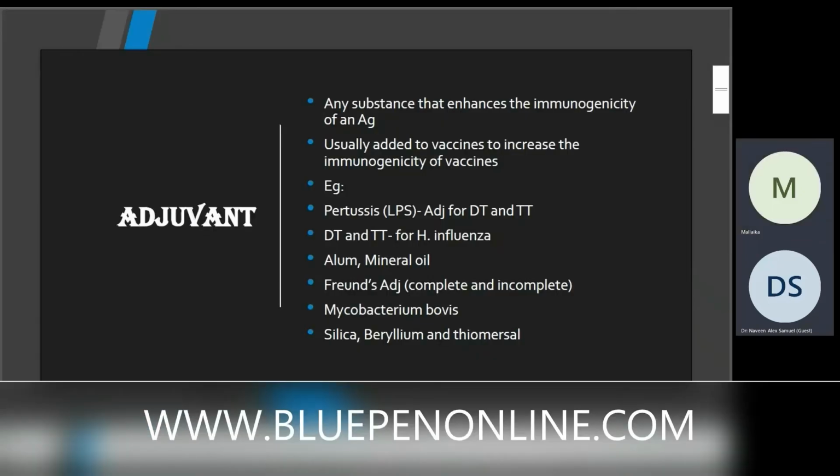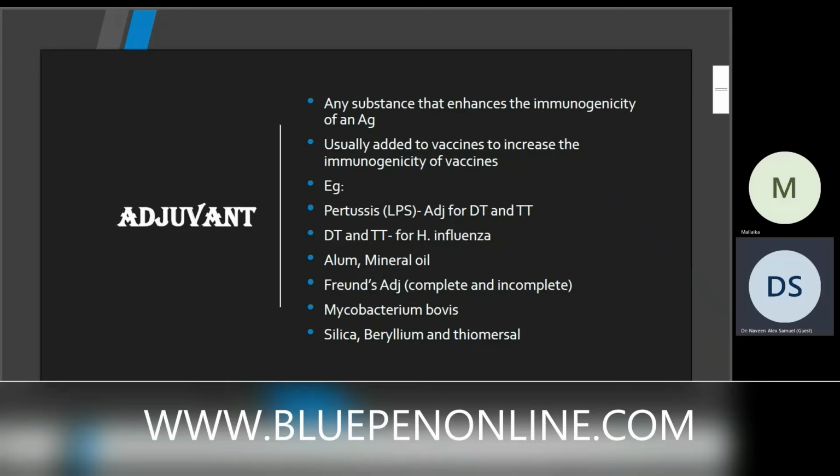Okay. So now we'll come to adjuvants. Do you know what adjuvants are? Adjuvants are any substance that enhances the immunogenicity of an antigen. Do you know what immunogenicity is? Immunogenicity is the ability to produce an immune response; it elicits the immune response.